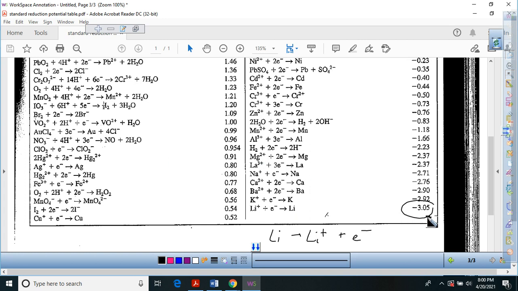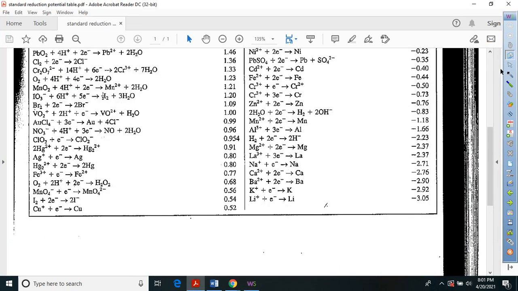Okay, so if it has a low reduction potential, it's more likely to be oxidized. If it has a high reduction potential, it's more likely to be reduced. And by looking at this table, you can determine what's happening when you combine two metals together.